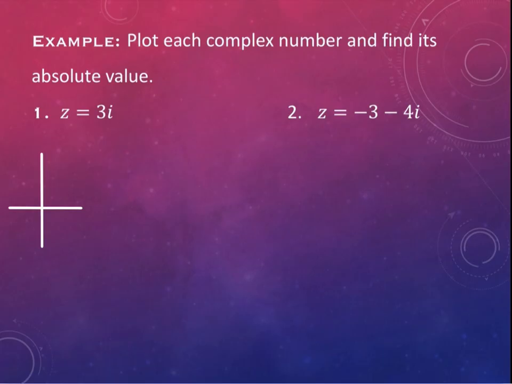And how far up will I go? 3. And why am I going up instead of down? Because the 3 is positive. Excellent. So we're going to go in here. We're going to go 1, 2, 3 up. And this is our point that we have here, correct?